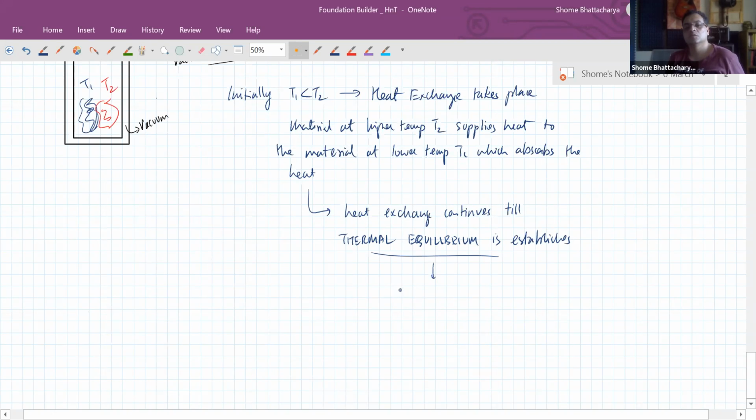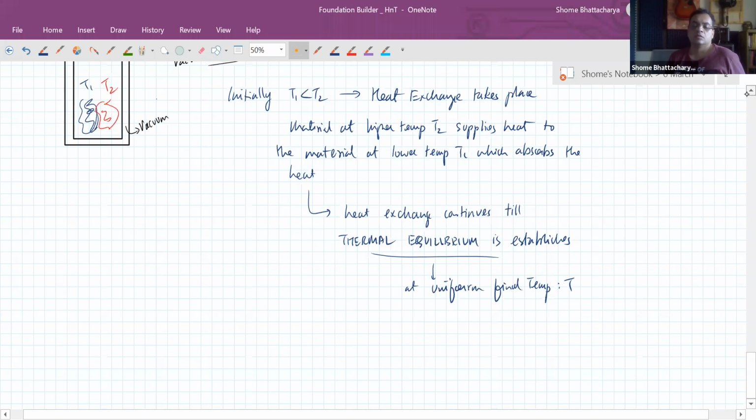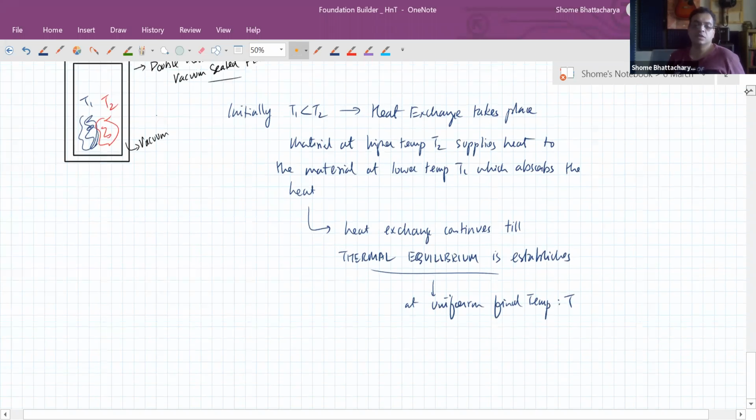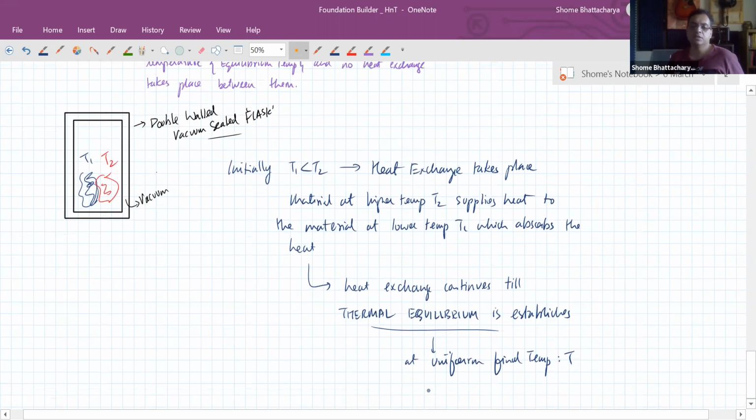So at a uniform final temperature, let's say T. So the material at T2 cools down from T2 to this final temperature T. Obviously this final temperature will be less than T2 but greater than T1. So the material at higher temperature cools down to T and the material at lower temperature heats up to T.